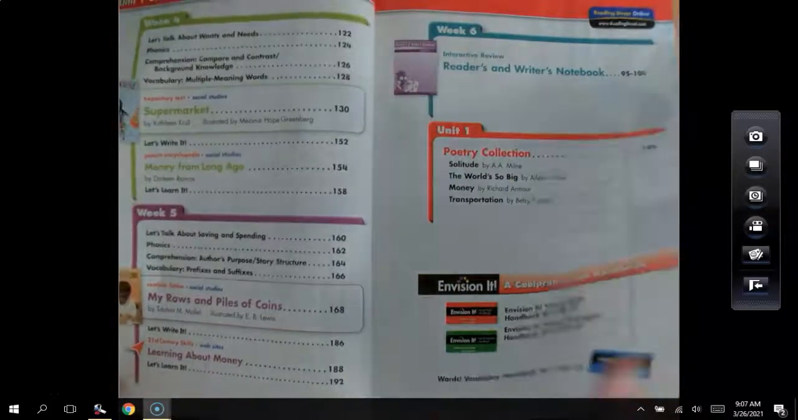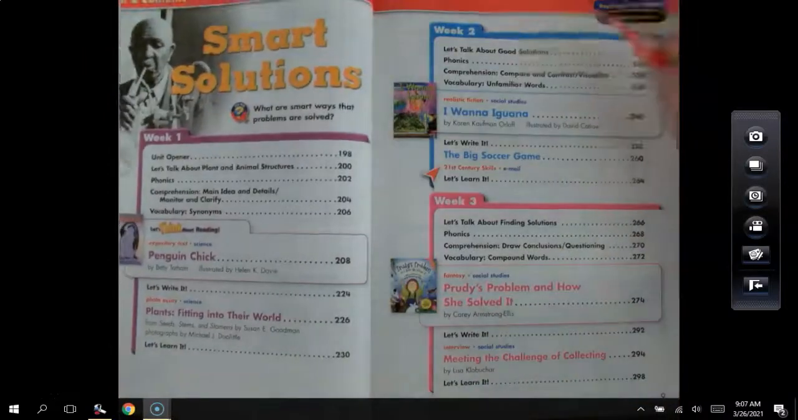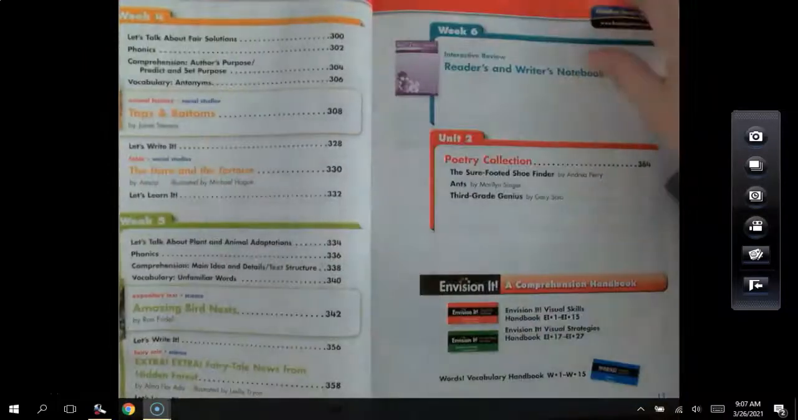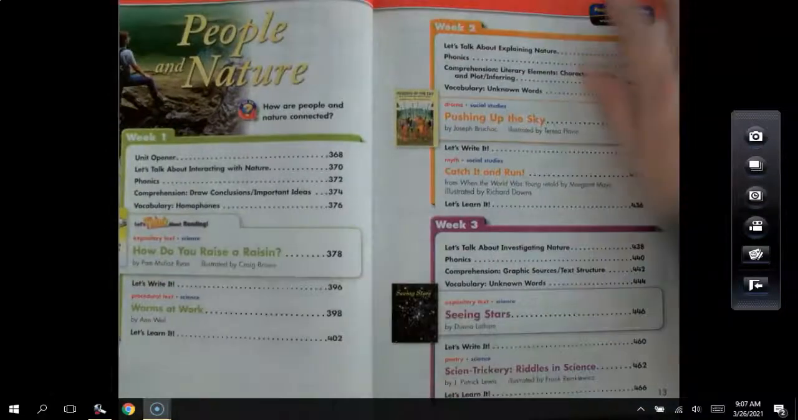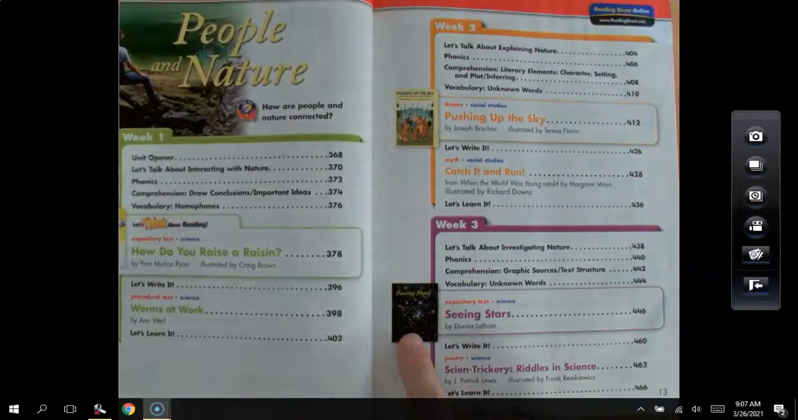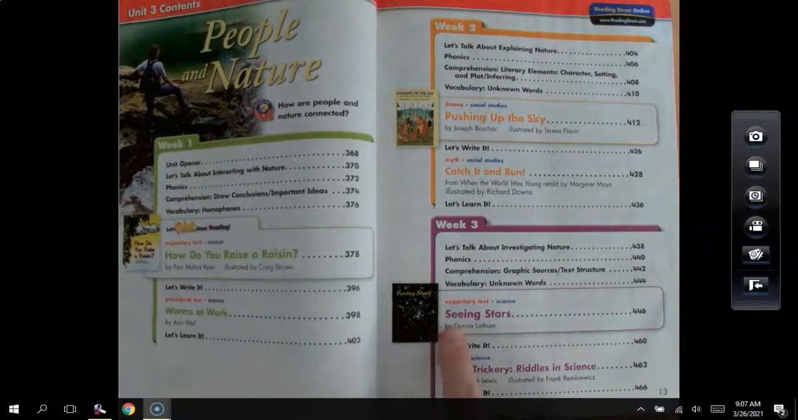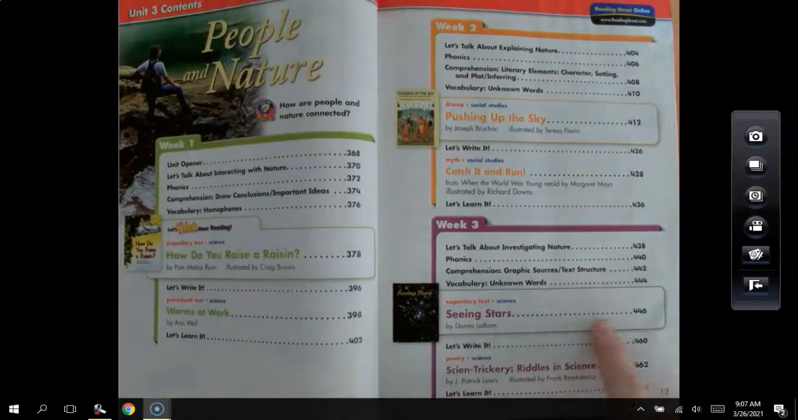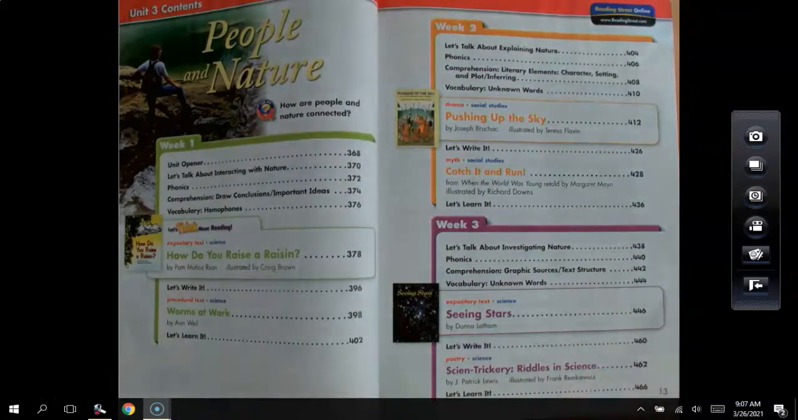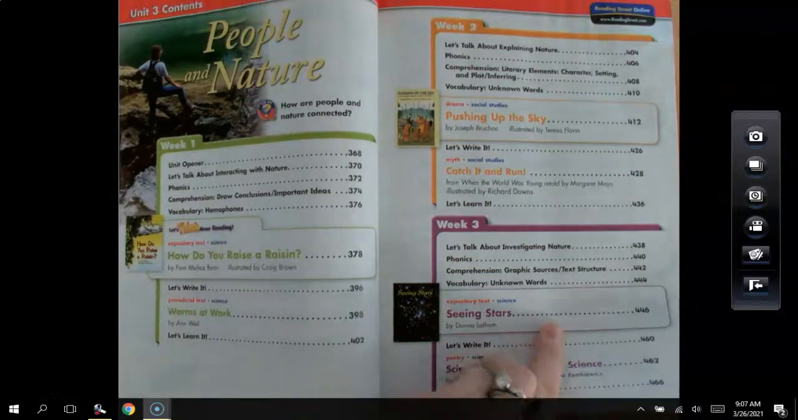So I'm going to keep on looking. Keep looking for Seeing Stars. What do you know? Right here, Seeing Stars. I can look in the table of contents and see that Seeing Stars begins on page 446. We just used a graphic source, boys and girls. We just used the table of contents. Okay, I'm going to flip to 446.